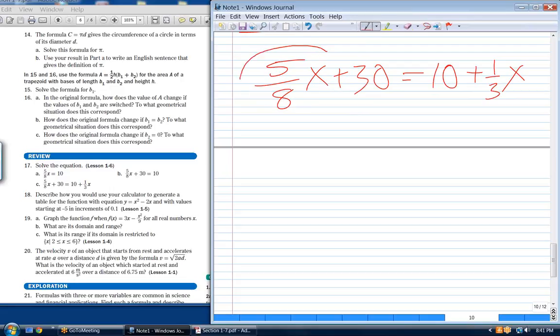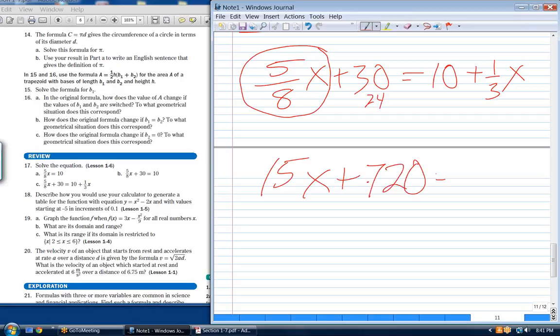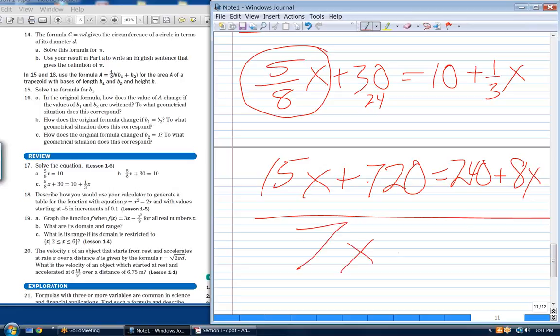When I multiply this term by 24, I get 15x. When I multiply this by 24, I get 720. Multiply 10 by 24, I get 240 plus 8x. Now it's a much easier equation to deal with because there's no fractions, no denominators. I'm still going to move the 8x over there, leaving 7x. I'm going to move the 720 over there, leaving minus 480. I'm going to get to exactly the same spot.